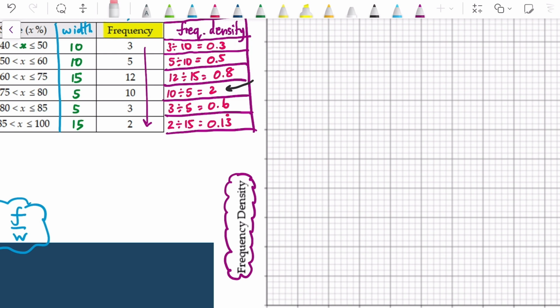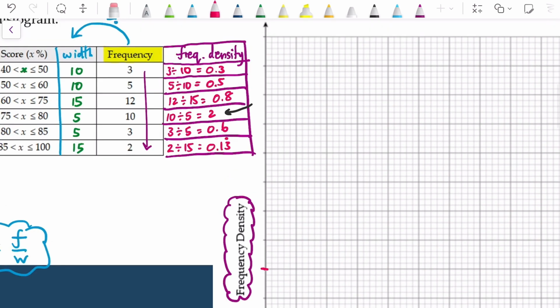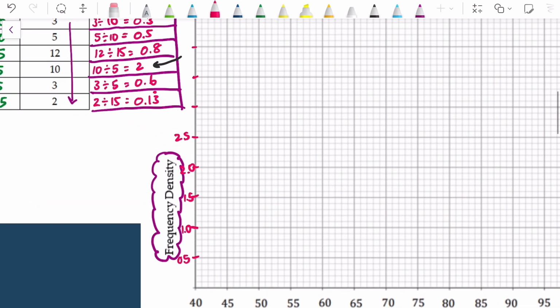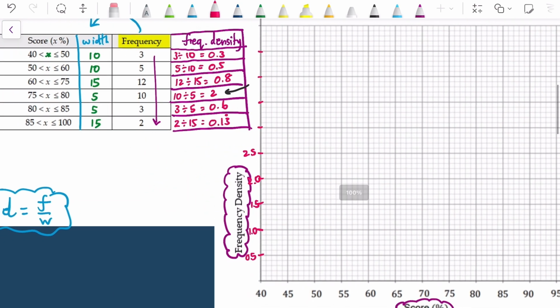So I'm just going to make sure that I label my axes correctly. And that's going to be 1, 2, 3, 4, 5, 6, 7, 8. Up to there, I'm going to do 0.5, 1.0, 1.5, 2.0, 2.5. Of course, you can use a different scale if you wanted to.